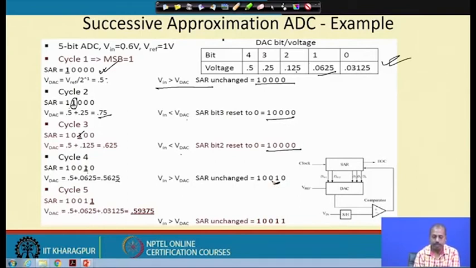In the fifth cycle, we turn on the LSB and then the contribution is added. So, the value becomes 0.59375 and since V in is greater than VDAC, this bit remains unchanged. So, this bit remains 1 only.